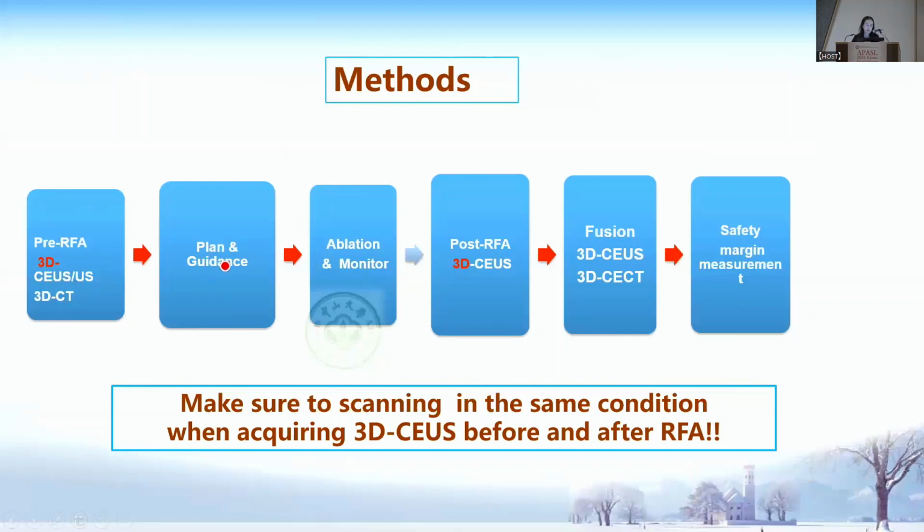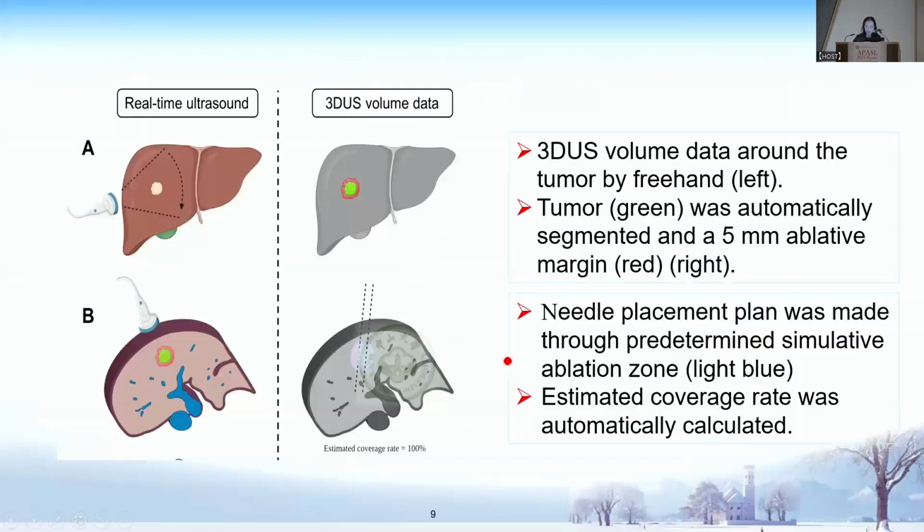The process is, firstly, before ablation, we take 3D contrast ultrasound and of course 3D CT, and then we plan and guide, and then ablate with monitoring. After ablation, we take the 3D again, and we fuse the 3D and the 3D CT to evaluate the safety margin. And this is our process.